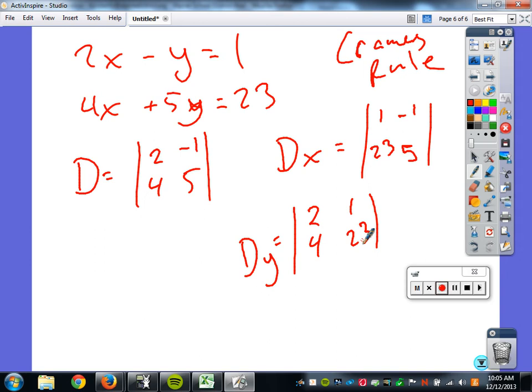Okay. So we hurry and find the determinants. How many determinants do we need to find? We need to find 3. So this guy, D, is going to equal 10 minus a minus 4, which is 14. Can everybody see that? Anybody have a question there? Okay. Then on this one, dx equals 5 minus a minus 23. So that's 28.